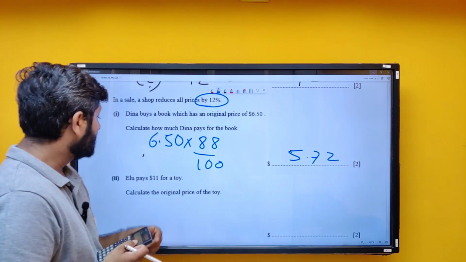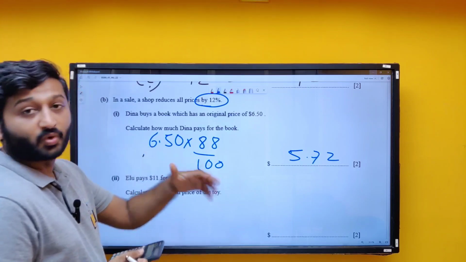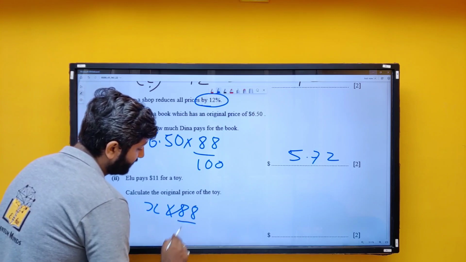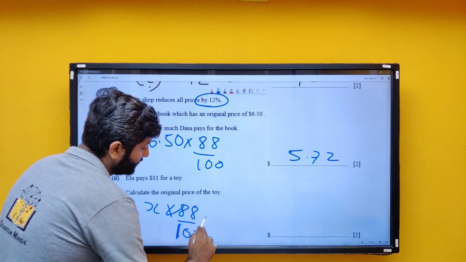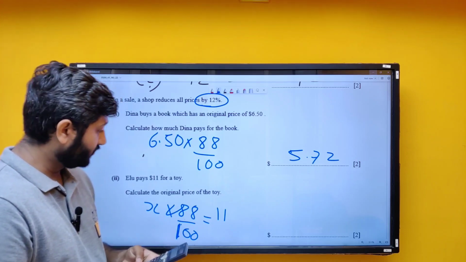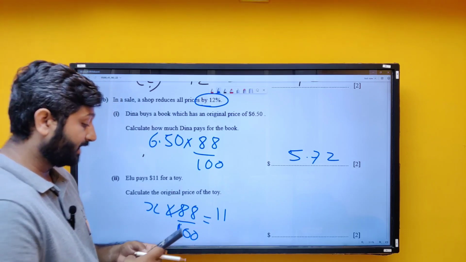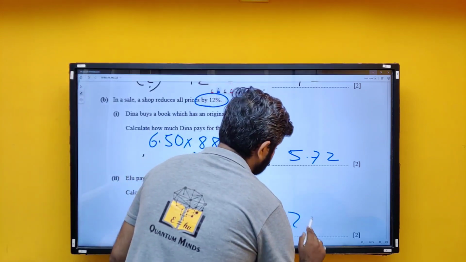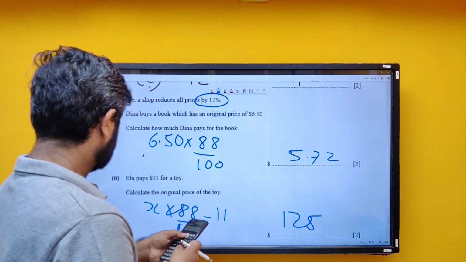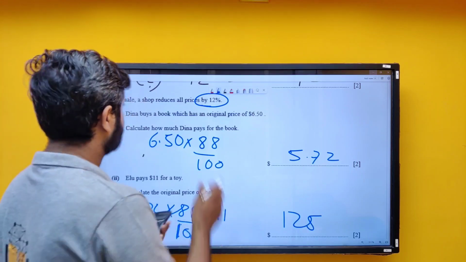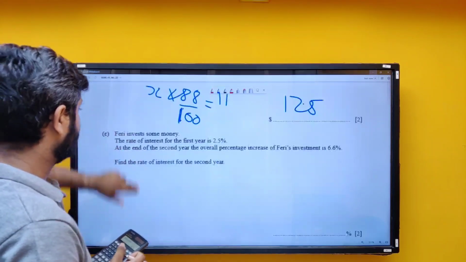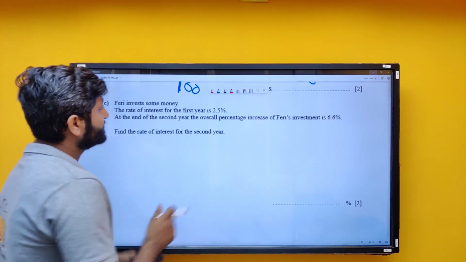Next, Elu pays $11 for the toy. Calculate the original price. So let's say the original price is X. So you have to only pay 88% of the price, right? So now the final price is $11. So 100 into 11 divided by 88. So the original price was, just a second, 100 into 11 divided by 88. The original price was $12.5, not 125, $12.5.